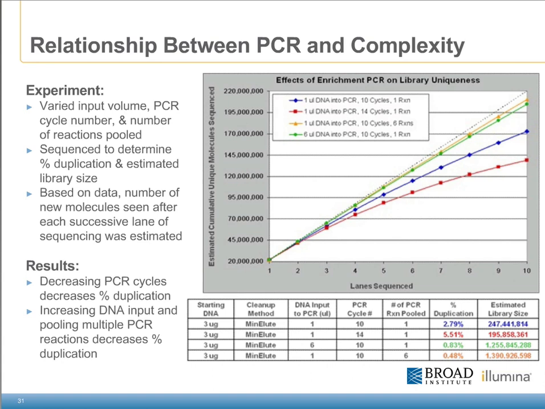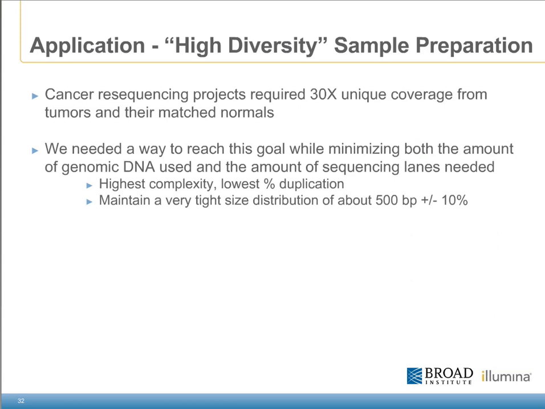And just pooling 6 cycles and taking down the cycle number by 4, we were able to get our percent duplication to below 0.5%, which means that this library can be sequenced on dozens and dozens of lanes and really not plateau out. So how we've applied these findings is to what we've termed our high-diversity sample preparation method.